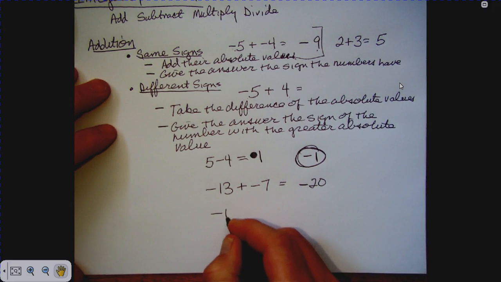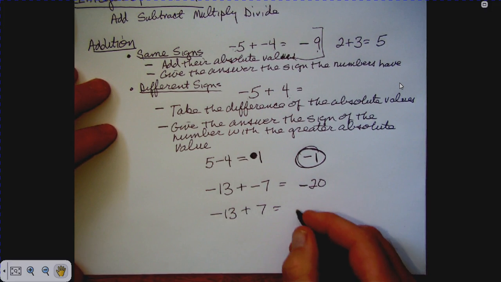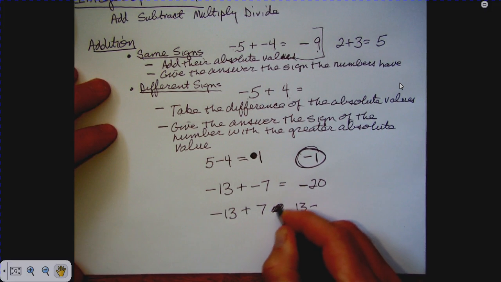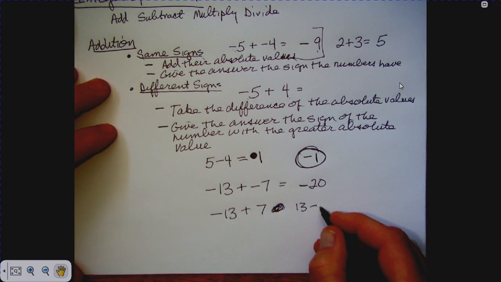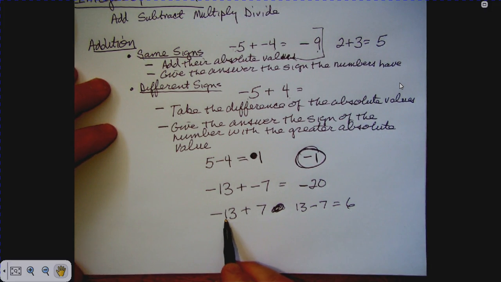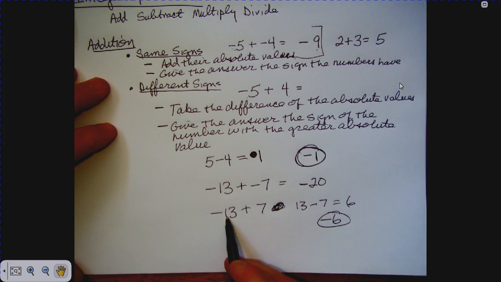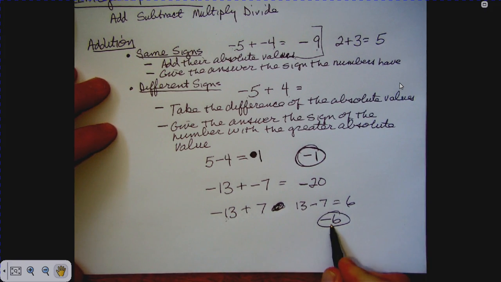Let's say I have negative 13 plus 7. Different signs. I'm going to take 13 minus 7, which is equal to 6. I look back at these. 13 is bigger than 7. It has a negative sign. My answer is negative 6 for this one. So negative 13 plus 7 is equal to negative 6.